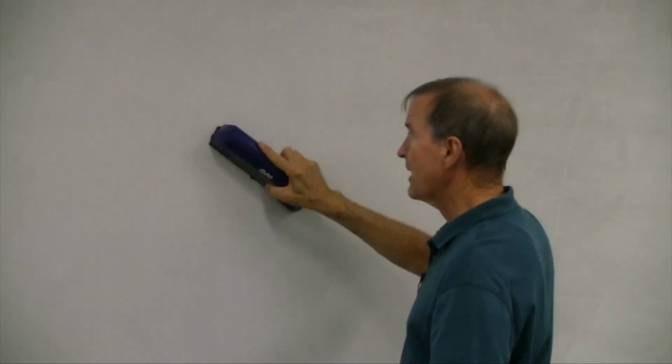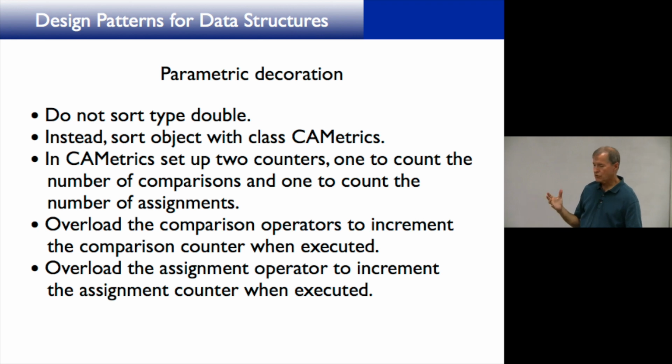Now comes the big idea. This is called Parametric Decoration. And what it's used for is to do the comparison and assignment counts, to take the data on how many assignments and how many comparisons are made. And here's the key idea.